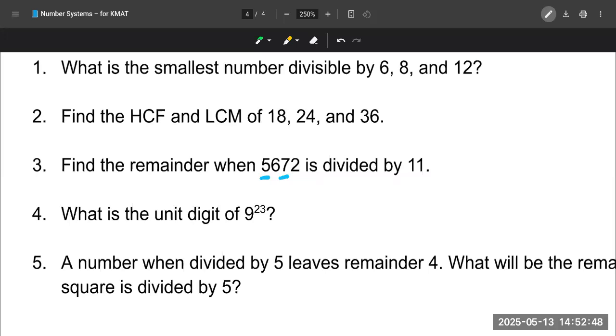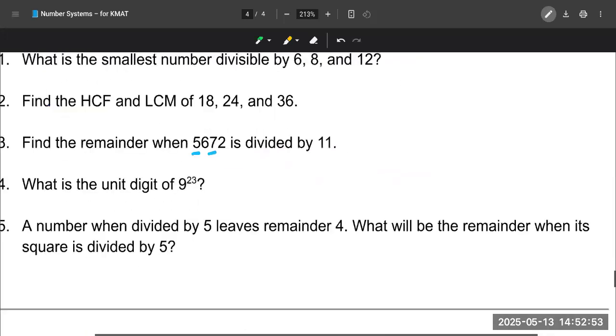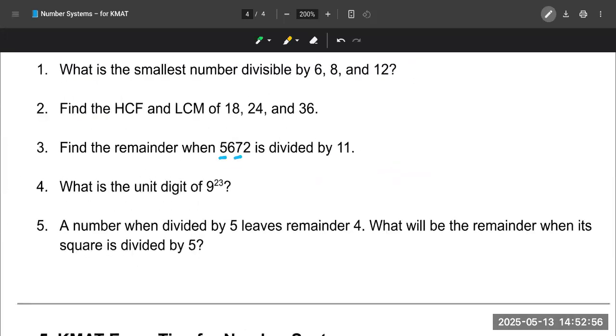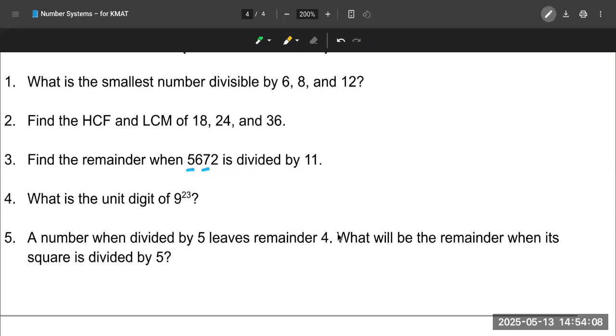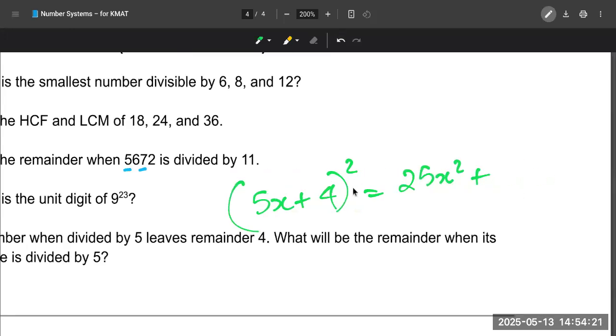Can you find out the answer to the next, fifth question? A number when divided by 5 leaves remainder 4. What will be the remainder when its square is divided by 5? Let the number be 5x plus 4. So what will be the remainder? You have to take the whole square. Yes, oh, I made a mistake.